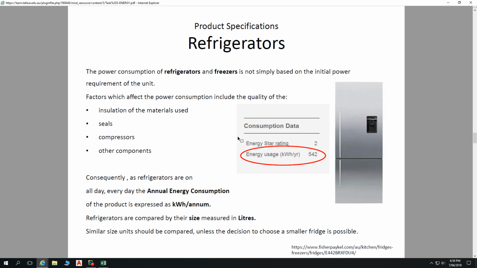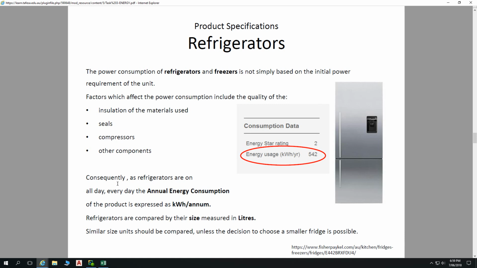Also, within office spaces, there are refrigerators running, within the office dining room, etc. So we're asked in this to find a suitable refrigerator and put that information into the table. Power consumption of refrigerators and freezers is not simply based on the initial power requirement of the unit. Factors which affect the power consumption include quality and insulation of materials, seals, compressors, and other components.